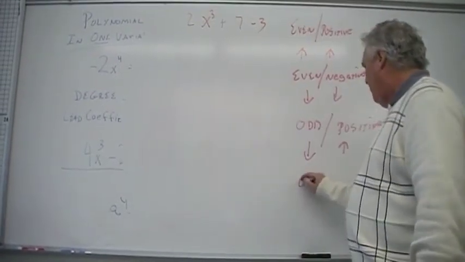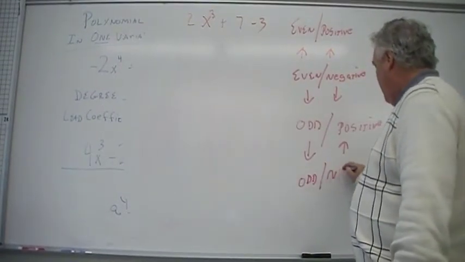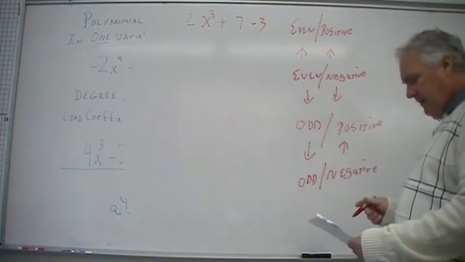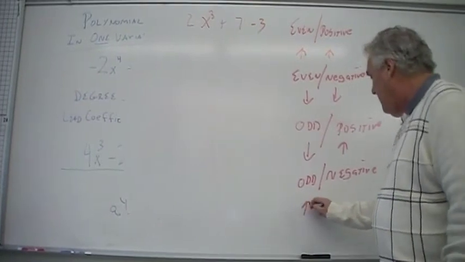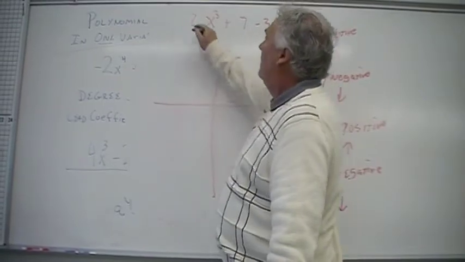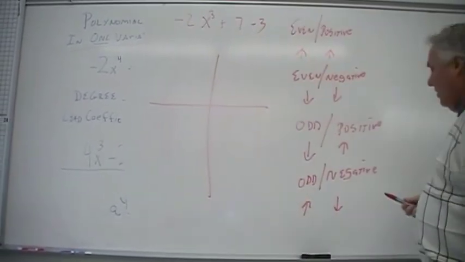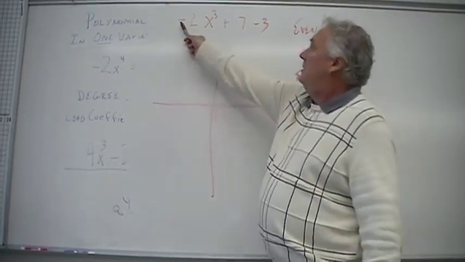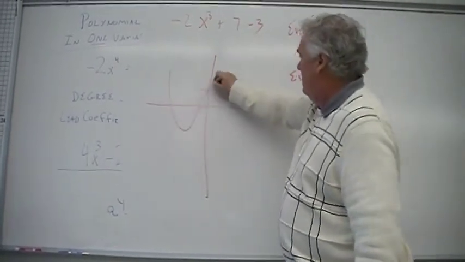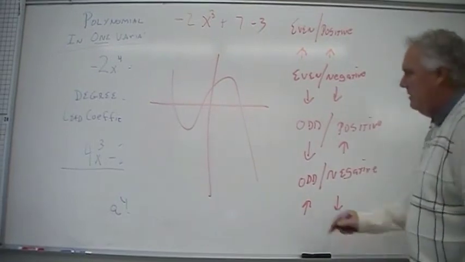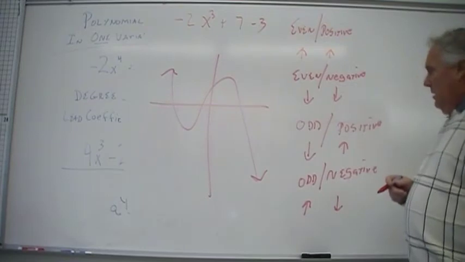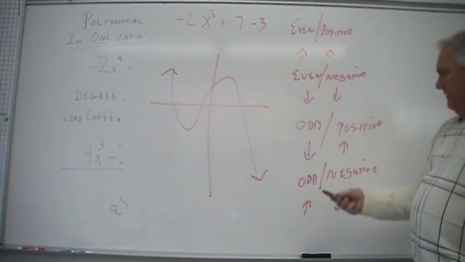And then if it's odd and a negative coefficient, then we're going to have the opposite, the other way, here and here. So, negative coefficient, odd number there, it's going to be something like that. Okay? Going up on the left side and down on the right.